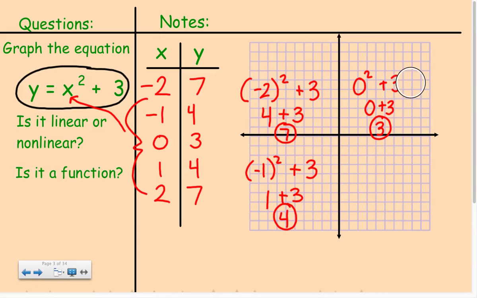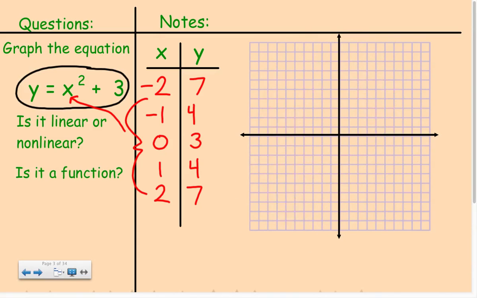Now I have all 5 of my coordinate points. So let's graph them. -2, 7. 1, 2, 3, 4, 5, 6, 7. -1, 1, 2, 3, 4. 0, 3. 1, 4. 2, 7. If I connect these dots, it makes something that looks like a U, or it's called in math a parabola. I'm going to look at my parabola that is nonlinear.